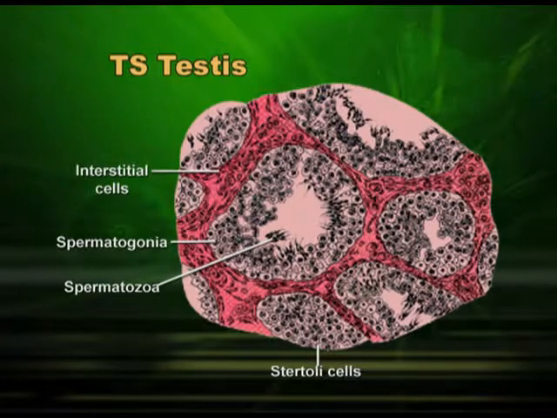Now, this slide shows a TS of the testis, and as we know, in the testis we find tubules, seminiferous tubules, and there are thousands of them in one testis. In this diagram you can see seminiferous tubules having outlines. You can see germ cells, Leydig cells, Sertoli cells, and each cell has a different role to play.